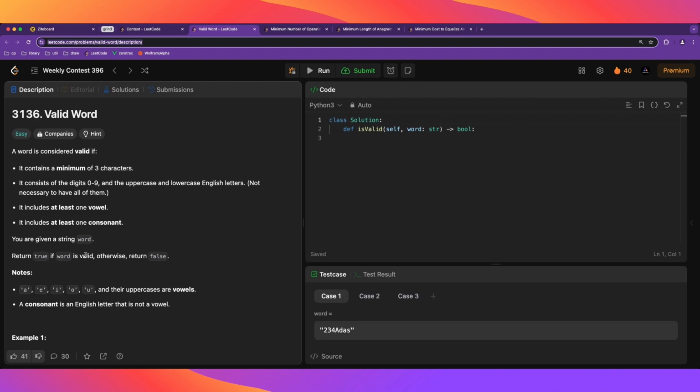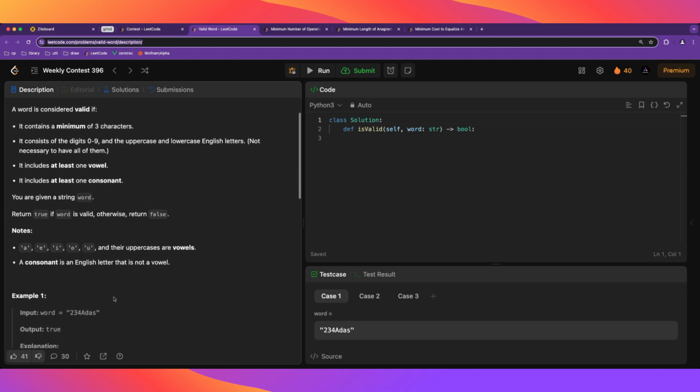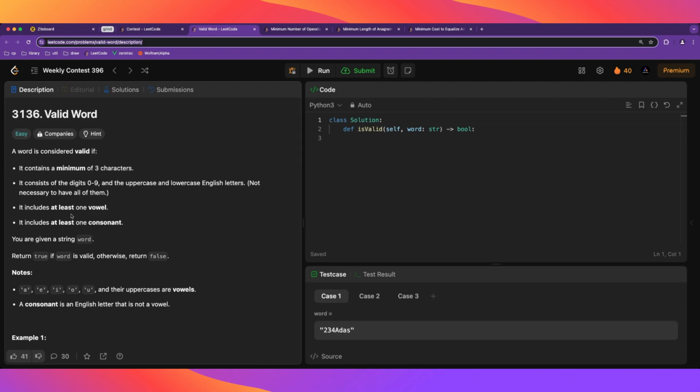Return true if word is valid, otherwise return false. Okay, so in this problem we just translate this into code.